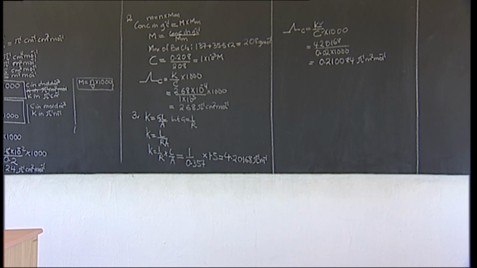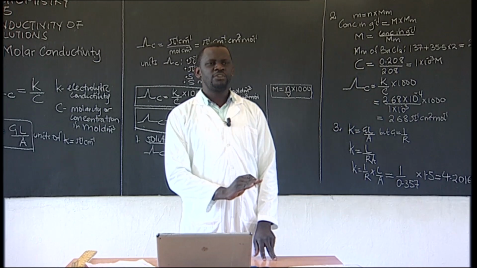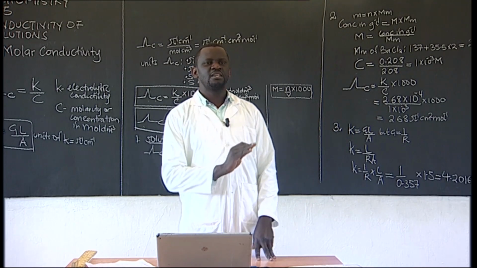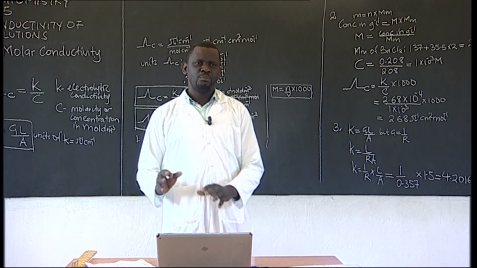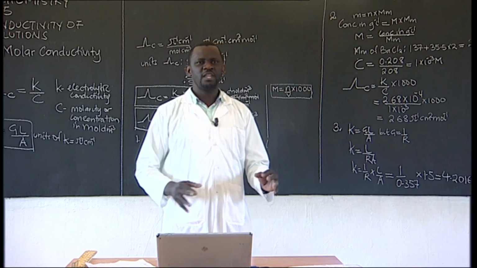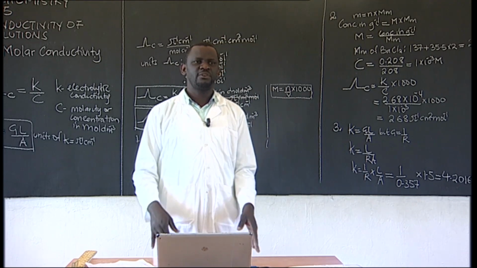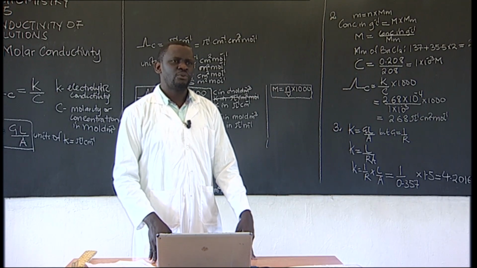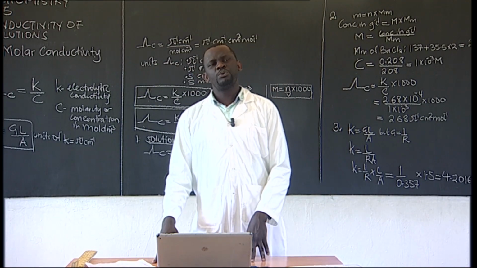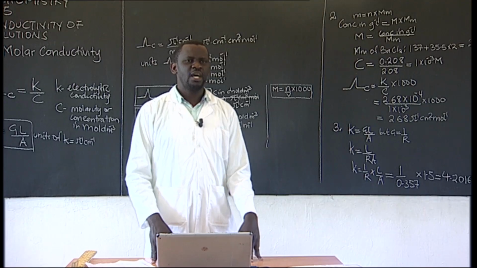When a solution is conducting, for example, when current passes through a solution, we say it is conducting, because there is movement of ions. If you have electrodes, the ions move towards the electrodes, as you know in electrolysis. So there are factors which will determine our conductivity.